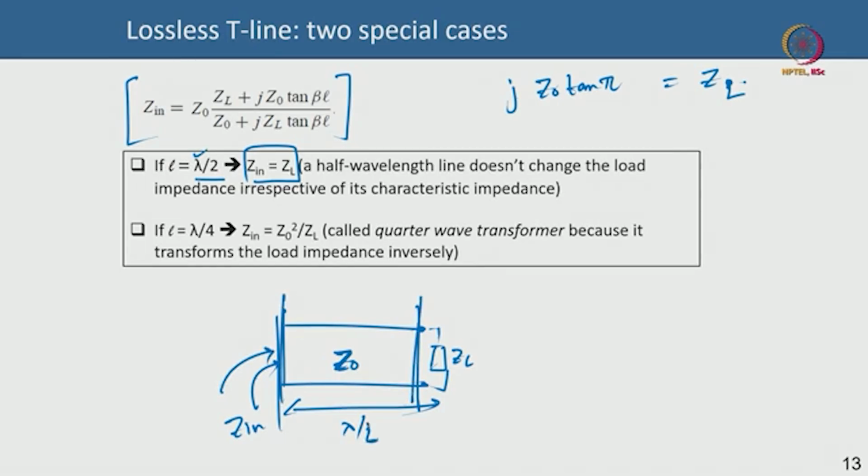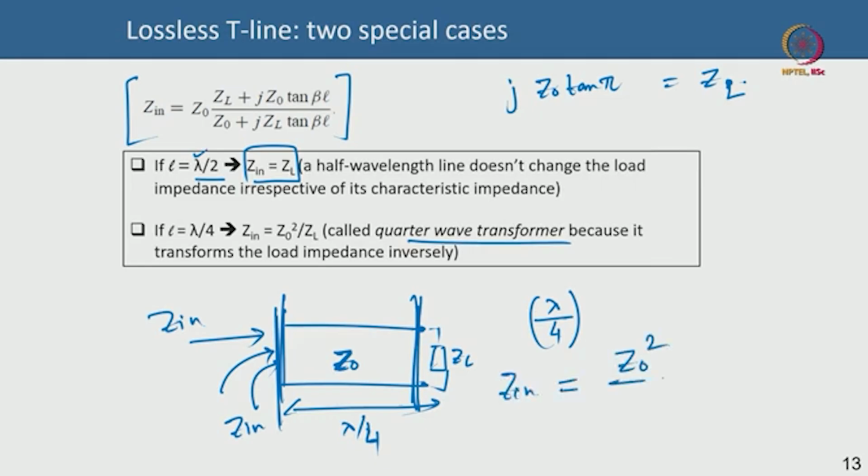Similarly, if the length of the line is lambda by 4, we call it a quarter wave transformer. Any transmission line with a length of lambda by 4 is called a quarter wave transformer because it transforms the load impedance inversely. What I mean is that the input impedance looking from this side is equal to Z naught square by ZL. Z naught is the characteristic impedance of the line, squared, divided by ZL, the load impedance. So when I am looking from the input side of the line, I see an impedance of Z naught square by ZL. In a way, the load impedance is mapped inversely.